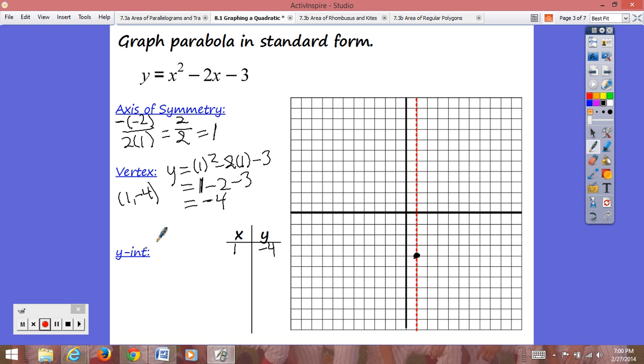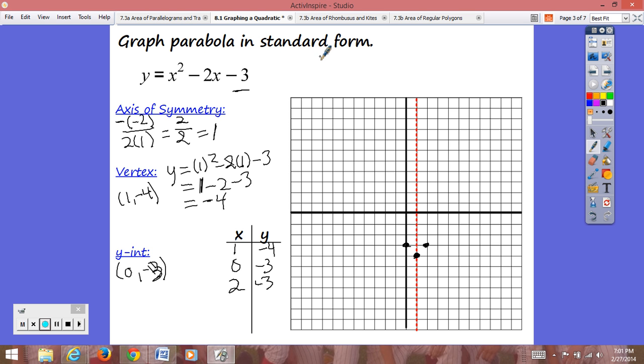And then our y-intercept is c. So we have that negative 3 here. So our y-intercept is at 0, negative 3. Put that point into our table, 0, negative 3. And then we can flip this across our axis of symmetry. Plot that point at 2, negative 3.